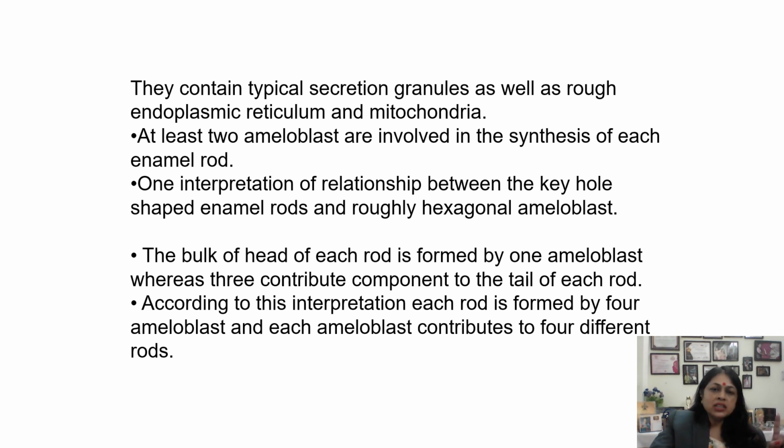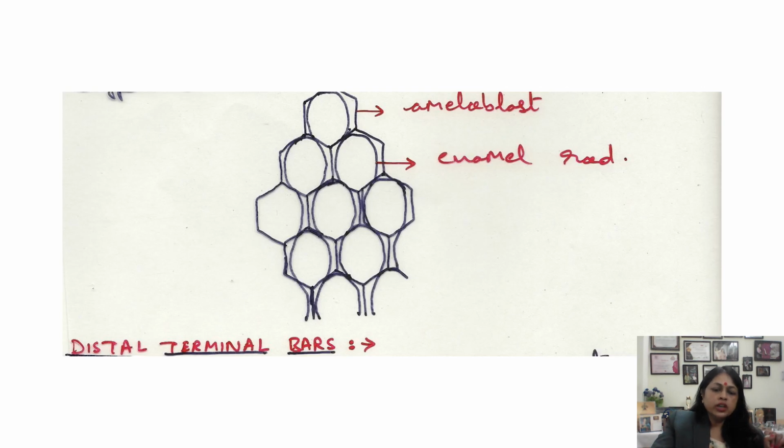One ameloblast contributes to the head of the enamel rod, and three ameloblasts contribute to the tail of the enamel rod. In this diagram you can very well understand. This keyhole shape, this is the head, and this is the tail of the enamel rod, and this roughly hexagonal shape is the ameloblast. You can see one ameloblast is contributing to the head and three ameloblasts are contributing to the tail. So 1, 2, 3, 4. Four ameloblasts are involved in the synthesis of one enamel rod. I hope it is simpler by this diagram.